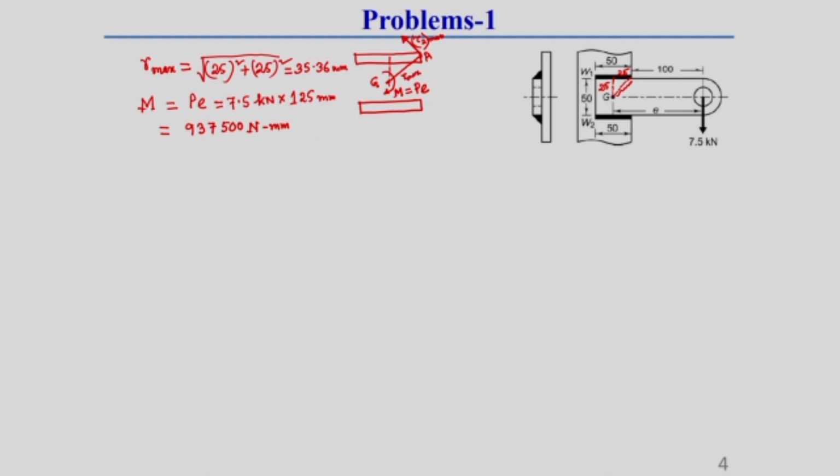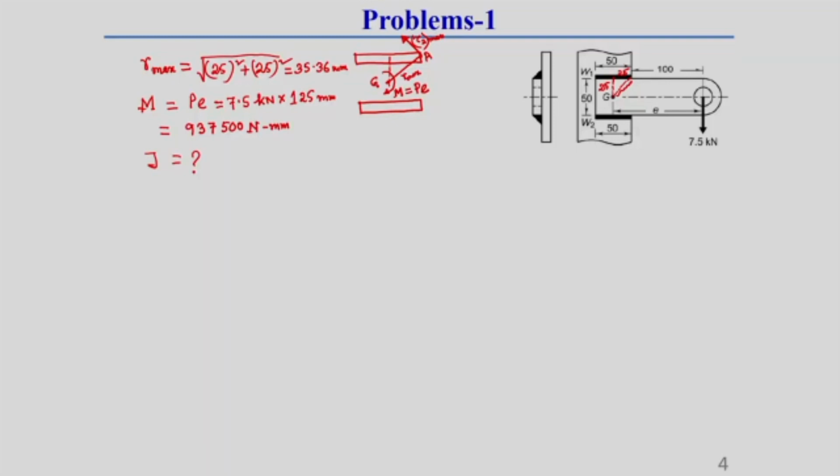Okay. Now, tau max is known to us, M is known to us. Now, the another unknown here is J. So, what is J we have to find. For finding out J, I have already calculated last lecture the steps we generally follow. J equal to J about G of any weld. Let this be weld 1.